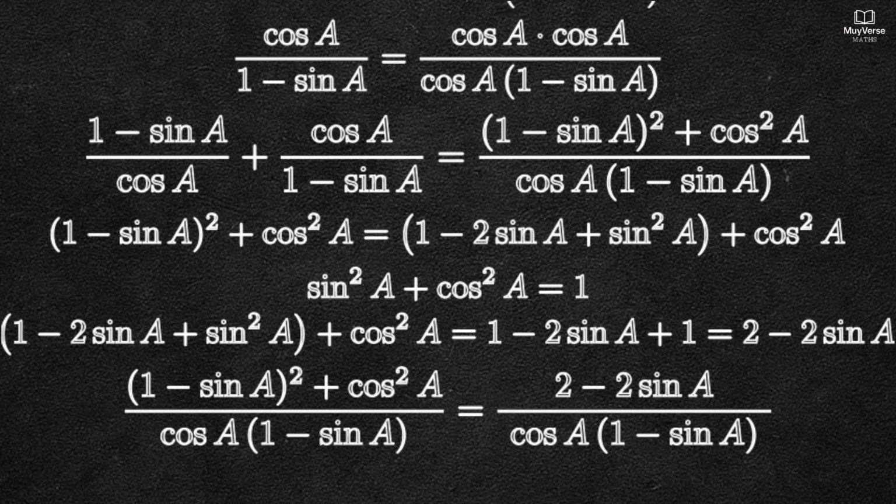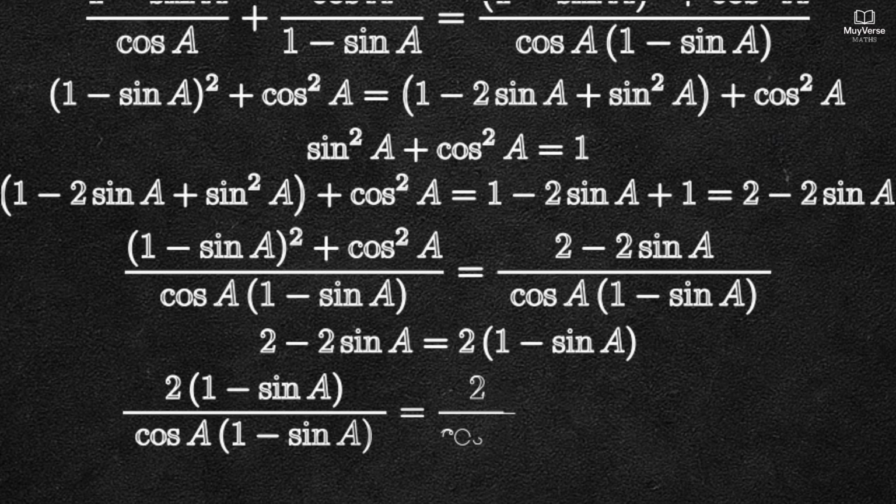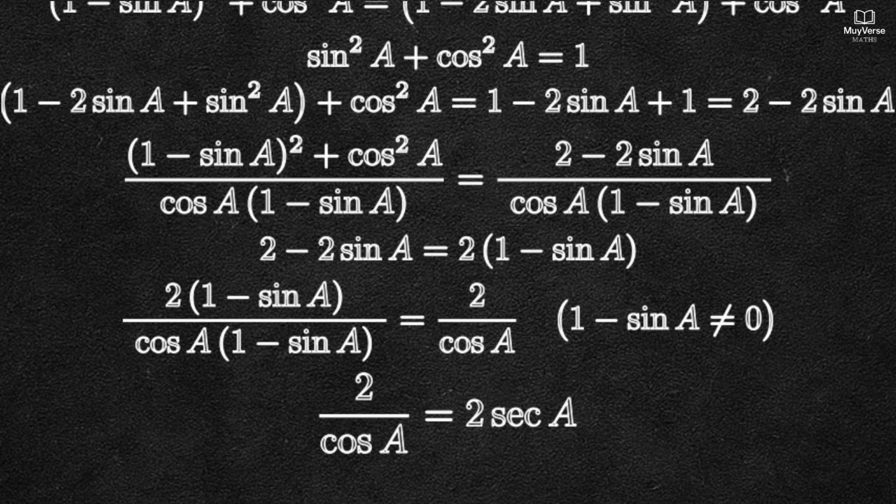Step 3. Factor the numerator and cancel the common factor. Factor out 2. Cancel the factor 1 minus sine a from top and bottom, as long as 1 minus sine a is not 0. We get 2 over cosine a.